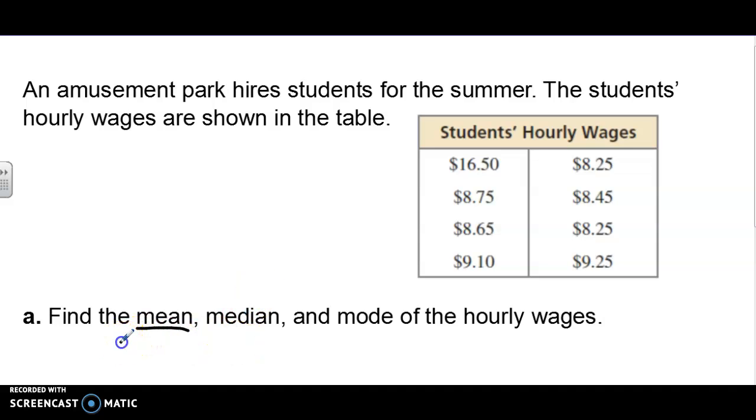So when you add them all up, you get 77.2. Now, of course, that is not the mean. We still have to divide it by how many there are, which is 8. And when we do that, we get $9.65.